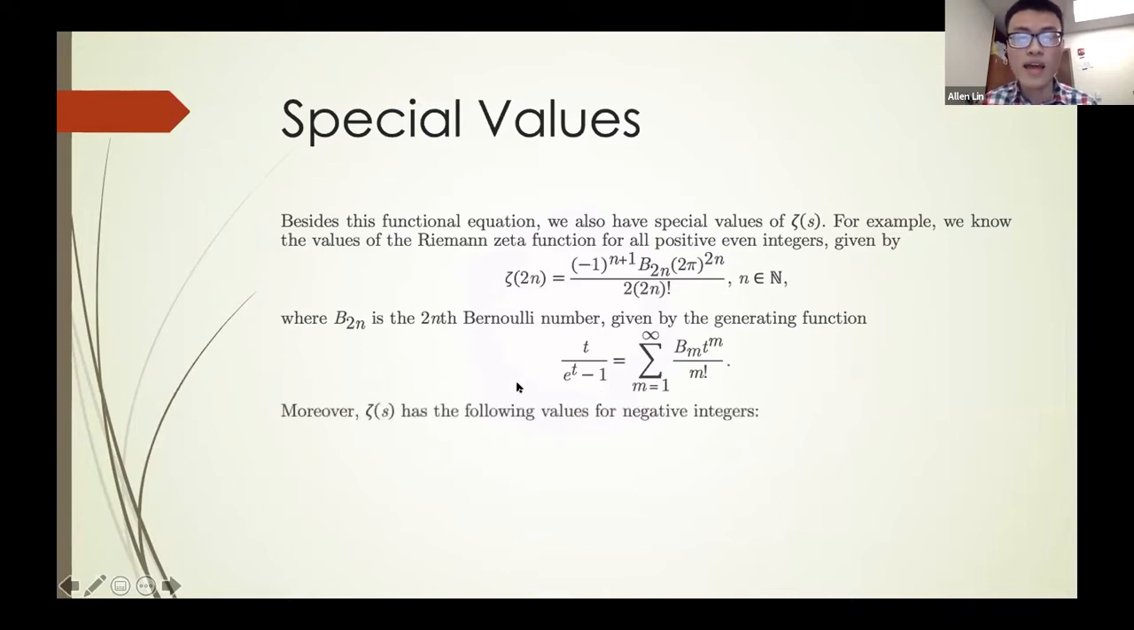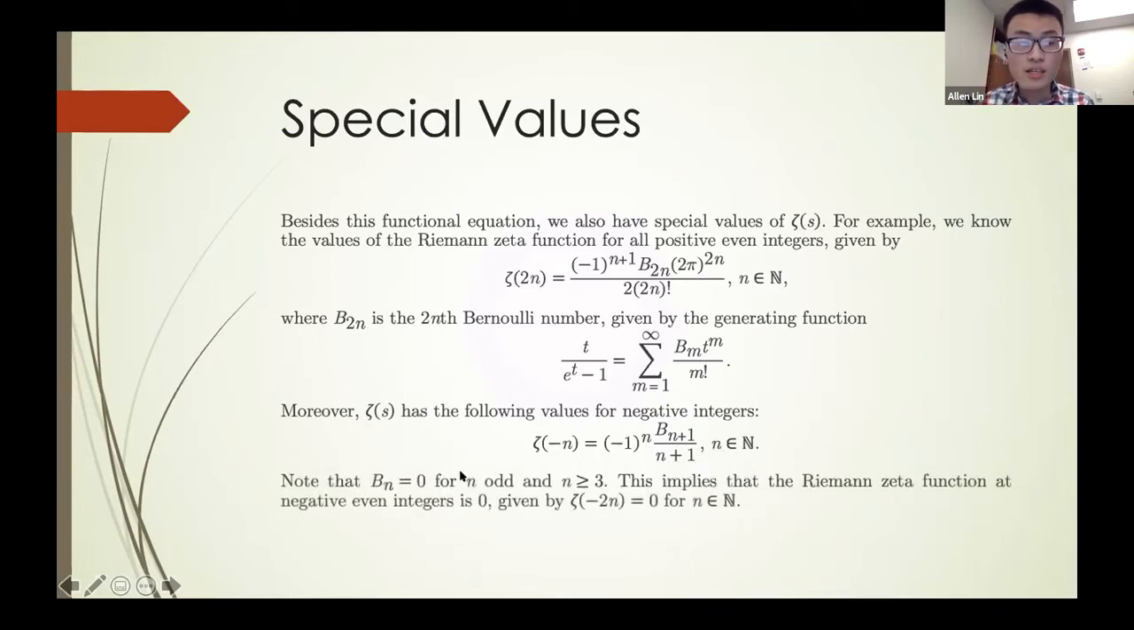Likewise, he found a general formula for the negative integers. Since all odd Bernoulli numbers are equal to 0, if you plug in negative 2n, you get B of 2n plus 1. But B of 2n plus 1 is 0, since 2n plus 1 is odd. Therefore, the Riemann zeta function at negative even integers is 0.